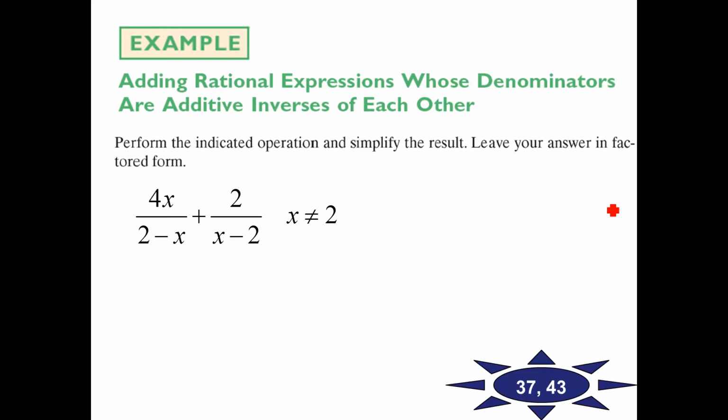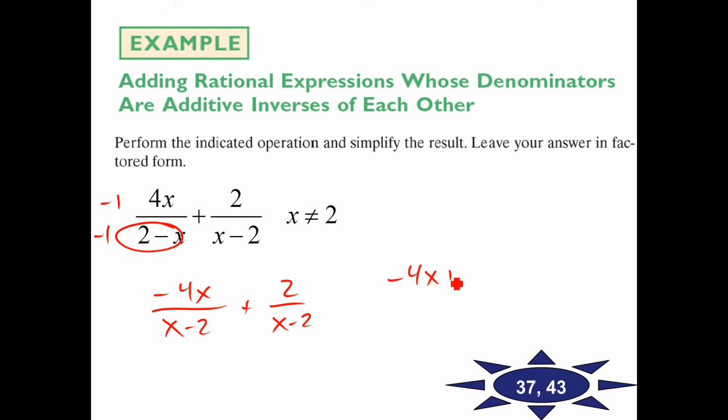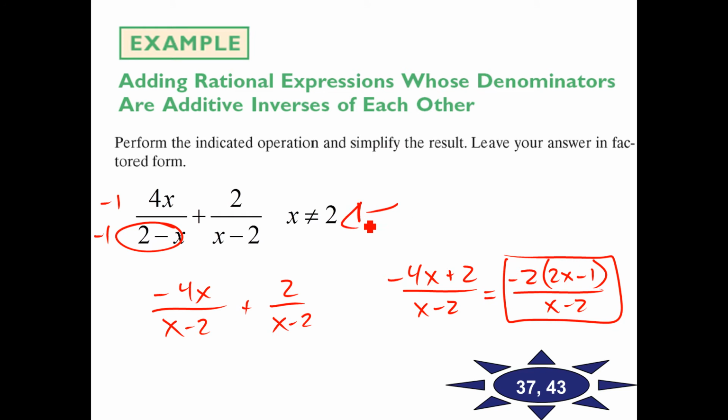All right. What about something like this? This looks like we don't have a common denominator, but we really do. If we switch this one around, we could multiply top and bottom by -1 and have -4x over x minus 2 plus 2 over x minus 2. And then we've got -4x plus 2 all over x minus 2. And we can factor here, pull out a -2, and you're left with 2x minus 1 all over x minus 2. We know that x cannot equal 2. All right, try 37 and 43.